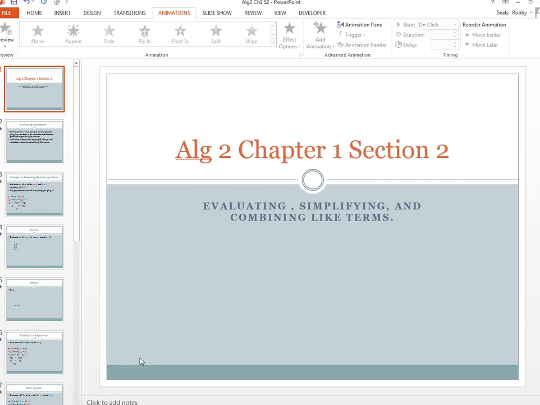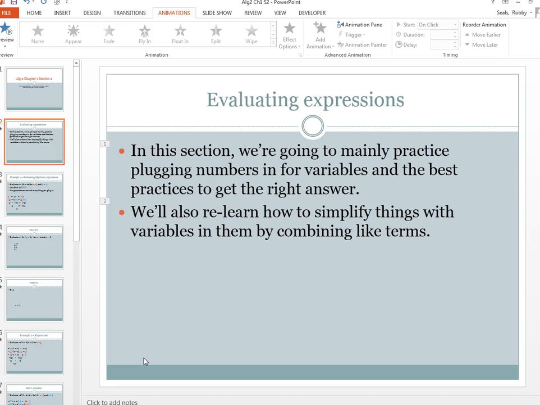Today we're going to learn evaluating, simplifying, and combining like terms. This is Chapter 1, Section 2 in your Algebra 2 book. So for a lot of you, it's going to be review to evaluate. We're going to be practicing plugging it in. So that's what evaluating means. Mainly it means plugging it in.